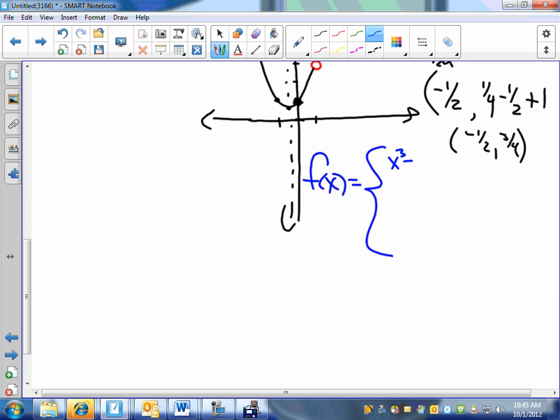X cubed minus 1 over x minus 1 for x values not equal to 1. However, in order to fill the discontinuity, I will say we put 1 back into the domain, and you get 3. TJ, on fire. We filled the discontinuity.